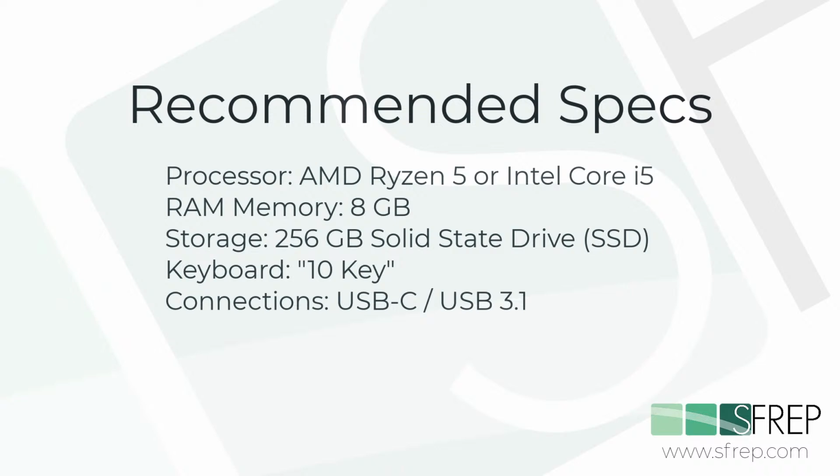Remember that the Ryzen processors and the Core processors now have kind of the same numbering scheme. So an AMD Ryzen 5 is the same thing as an Intel Core i5. I do like the Ryzen processors better, though. They're a little bit faster, they're a little bit cheaper, and they have much better graphics. Recommend at least 8 gigs of RAM, but always buy as much RAM as you can afford.